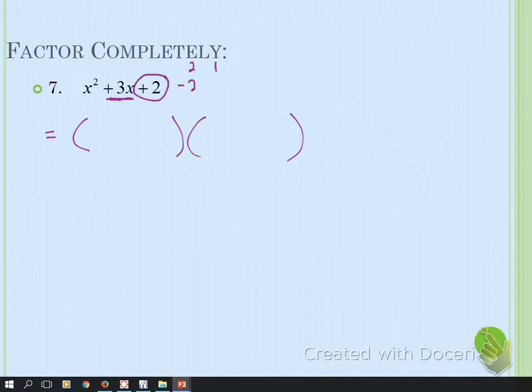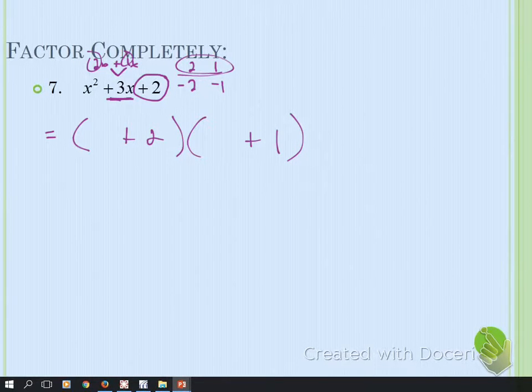And don't forget negative 2 and negative 1. Negative 2 times negative 1 is positive 2. Now, which of those two pairs add to 3? Well, obviously 2 plus 1 does. So we would essentially expand this out to 2x plus 1x. As we saw in those first two problems, these are the two numbers that go in the parentheses. So we go plus 2 plus 1.